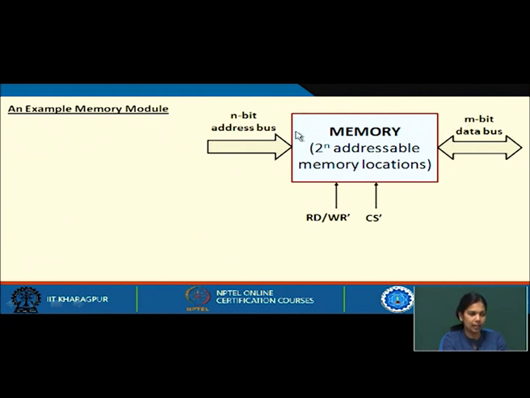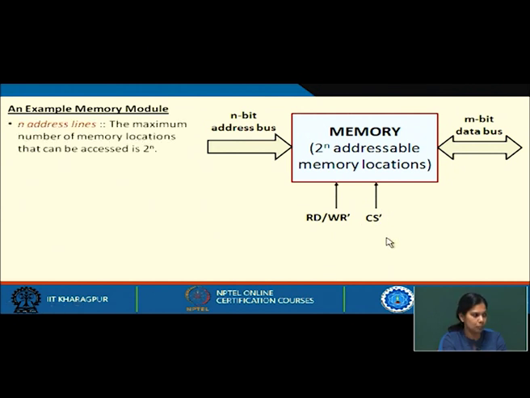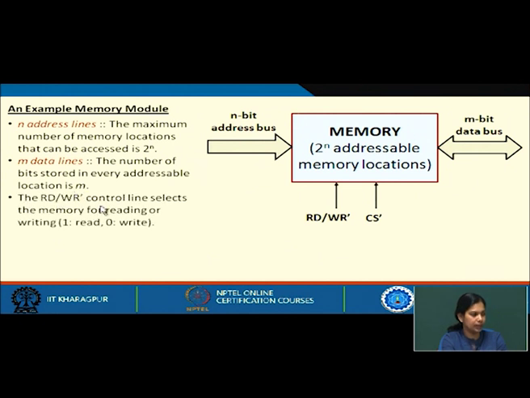At that particular address, the data present is m bits, and m bit data at a time can be transferred to memory. We have other signals like read, write and chip select. We will see why chip select is required in due course. The maximum number of memory locations that can be accessed is 2 to the power n. With the m bit data line, the number of bits stored in every addressable location is m, and the read write control signal selects the memory for reading or writing. For reading it is 1, for writing it is 0.